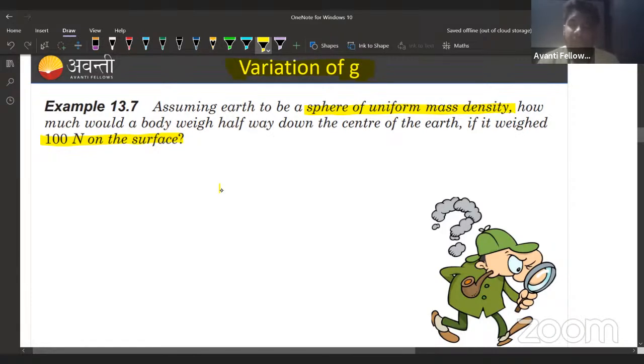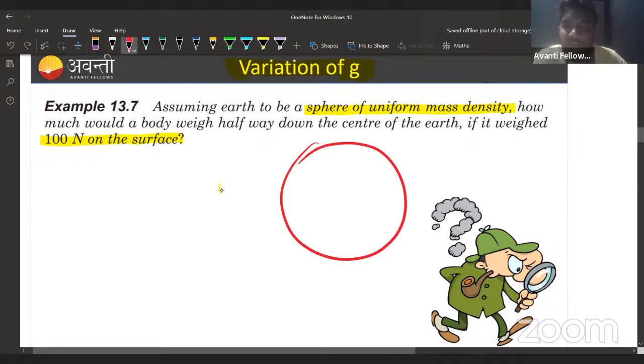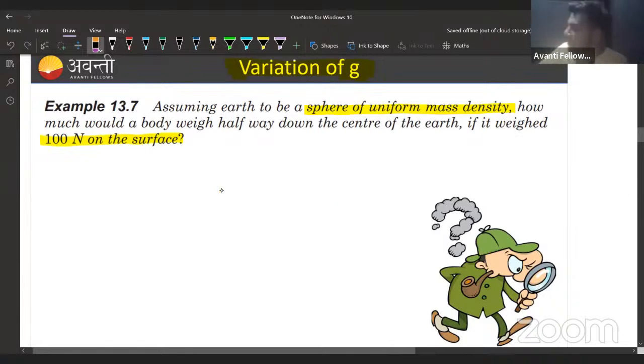So let me explain the question once again. How much would a body weigh halfway down the surface of the earth? Meaning if we are going halfway, for example, this is our earth. Let me draw it properly. Let's say this is our earth. This is our whole radius r. What if from here we went to this point, that is r by 2? We went to a depth of r by 2. What will be the weight of that body halfway down? So you have to calculate the weight. Okay, try it once. 2 minutes. Try it once.